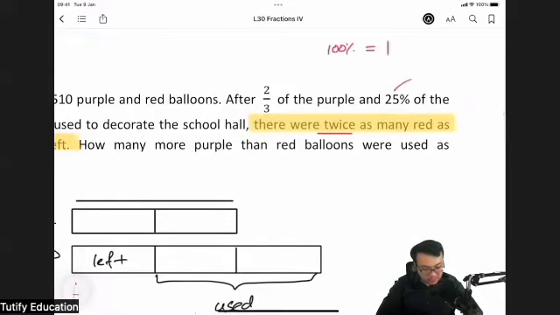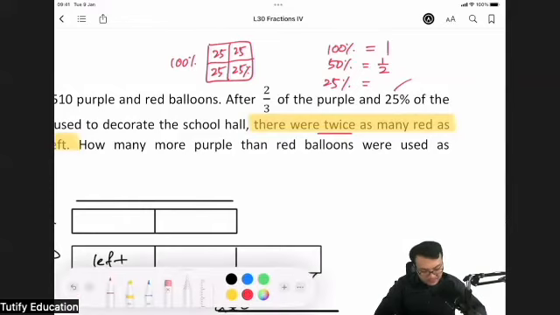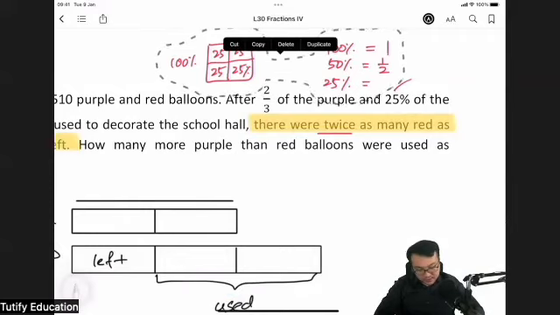100% is 1. 50% is half. What about 25%? Do you know what is 25%? One quarter. One quarter, yes. So this is 100%. You cut it into half, you get 50%. You cut it into quarters, you get 25%. But you realize that when you add them together, you still get 100%, yes? Correct. So 25% is actually 1 quarter.